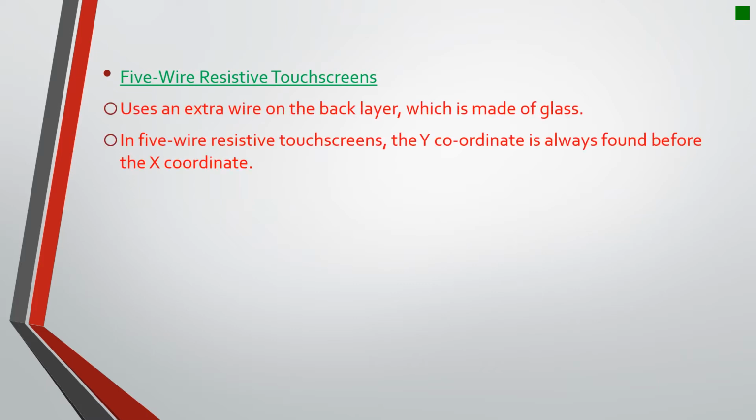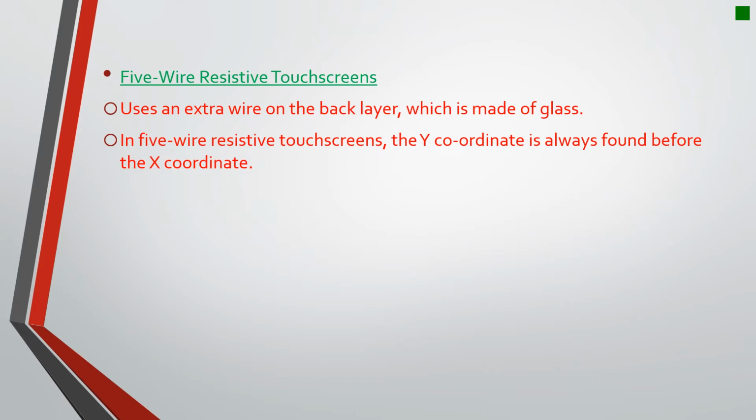Now let us move on to 5-wire resistive touchscreens. Despite the similarities in the names of 5-wire resistive touchscreens and 4-wire resistive touchscreens, these two variations are actually very different. This is as 5-wire resistive touchscreens use an extra wire on the back layer. This back layer is actually made of glass. Also, in 5-wire resistive touchscreens, the cover screen acts merely as the probe for the back layer, where the positions of both the x and y coordinates are sensed.